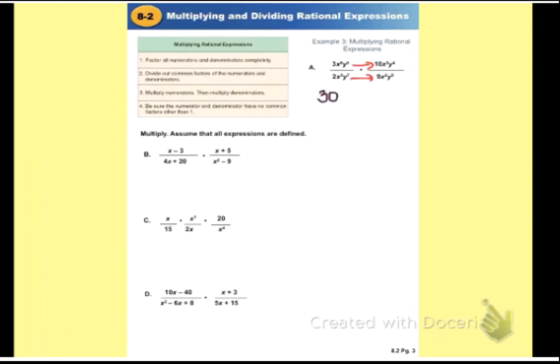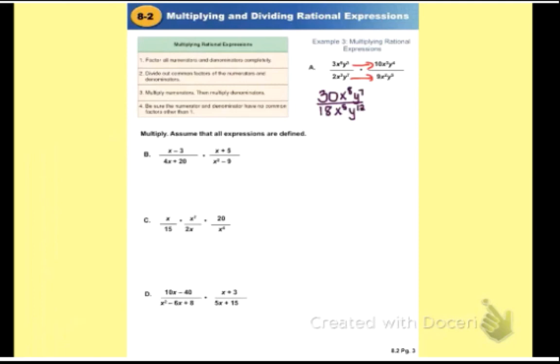The x to the 5th I can multiply by the x to the 3rd, and when we multiply two bases that are the same, we add the exponents. And so that's going to be x to the 8th, and then y to the 7th. Now the denominator, if I multiply the 2 and the 9, I get 18. The x to the 3rd and the x to the 2nd is x to the 5th, and the y to the 7th times the y to the 5th, that's y to the 12th.